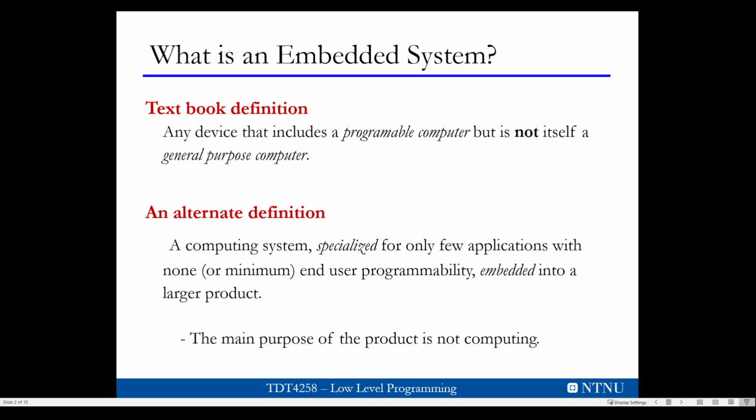Let's take a look at an alternate definition, which includes more aspects of an embedded system. A computing system which is specialized for only a few applications, with none or minimum end user programmability, embedded into a larger product. So let's break down this definition and see what the key features are. What we see here is that an embedded system is specialized only for a few applications. This goes back to the textbook definition that it's not a general purpose computer. It's designed to execute only a few applications, not everything.